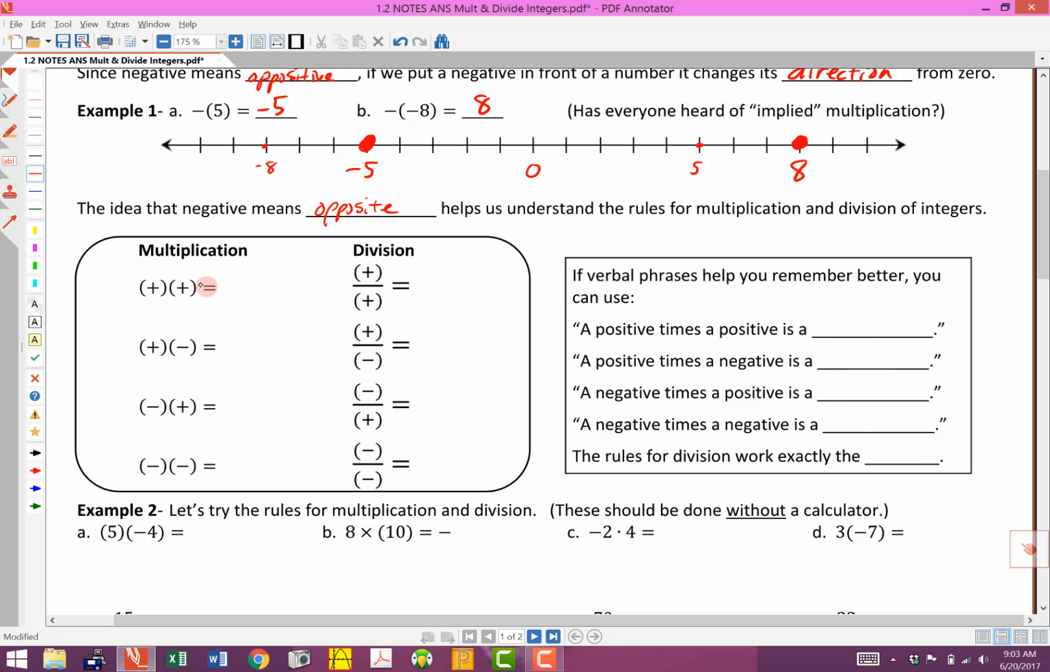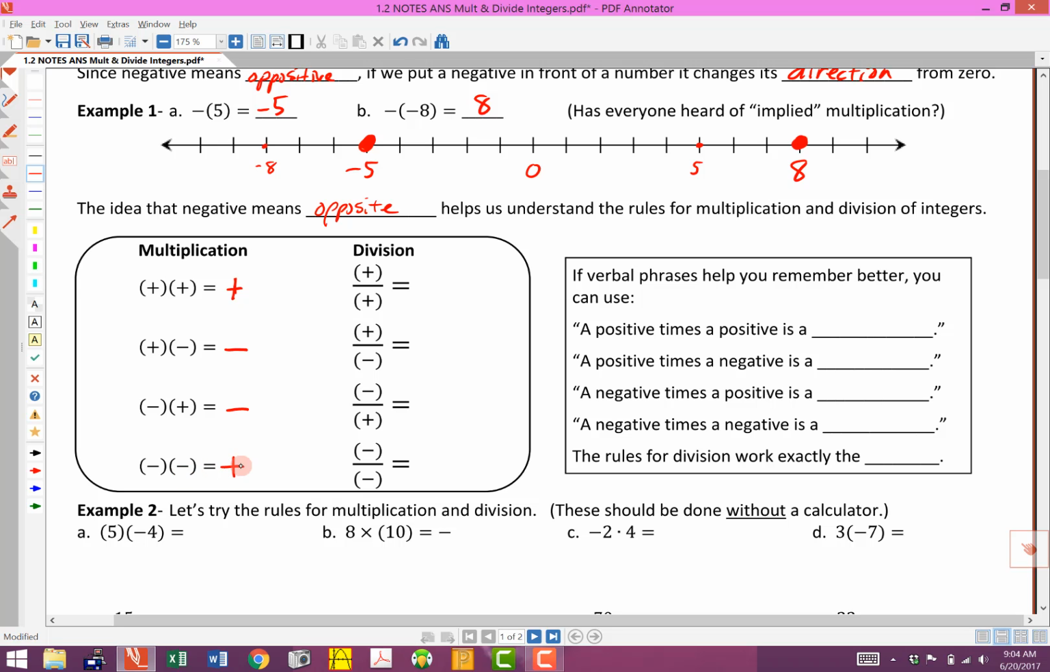So I've got a couple different ways to represent this. I've got multiplication right here, and I've got this in symbols, and I've got the same thing with division, but we're also going to talk about if you tend to think of things kind of verbally and in words, we've got a way to deal with that as well. So if I have a positive times a positive, if I multiply those together, we end up with a positive answer. If we have a positive times a negative, we end up with a negative. And if we have a negative times a positive, we end up with a negative. And if we have a negative times a negative, we end up with a positive.